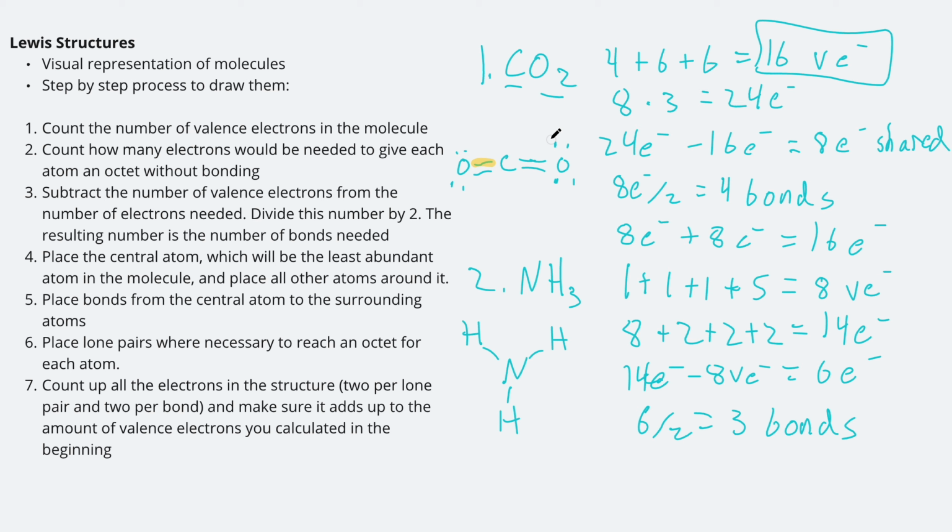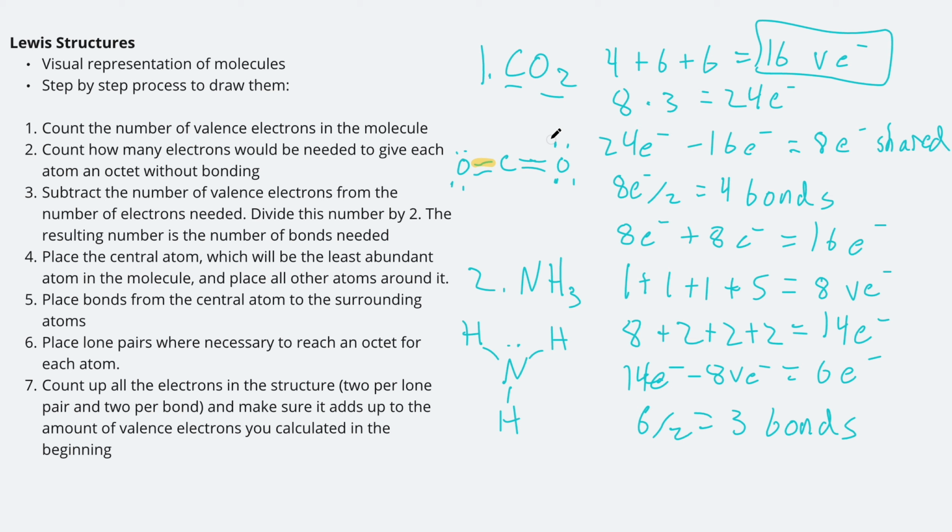Hydrogen only needs 2 electrons, so each one of those bonds satisfies the hydrogen's need for electrons. So the hydrogens won't get any lone pairs. Nitrogen has 3 bonds on it, so it has 6 electrons, so we just need to add 1 more lone pair to nitrogen to give it the octet.